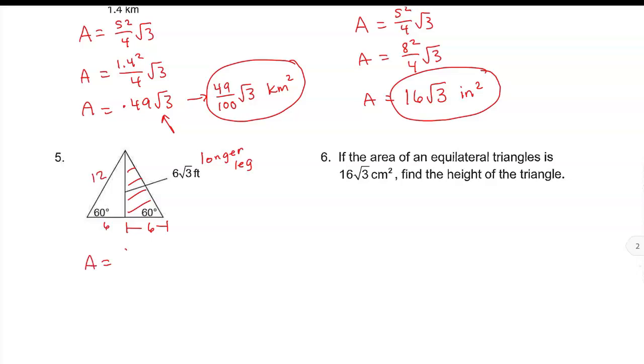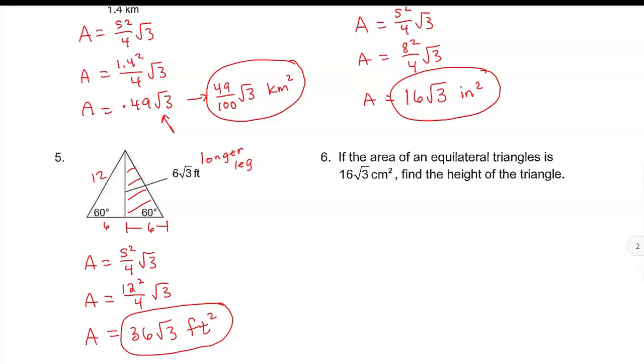Write your formula, side squared over 4 root 3. Hopefully you get it memorized. Replace s with 12. And 12 squared does reduce with 4 to 36. And let's put feet squared there for the unit. I hope you did well on those 3.